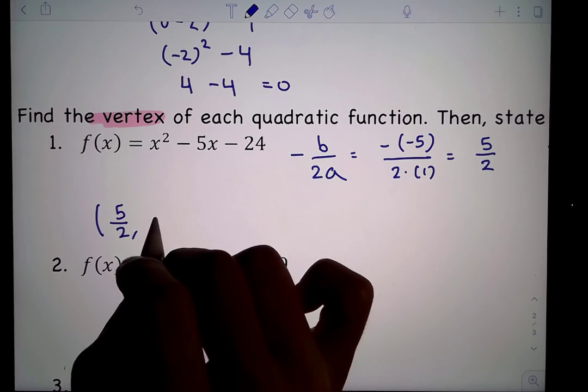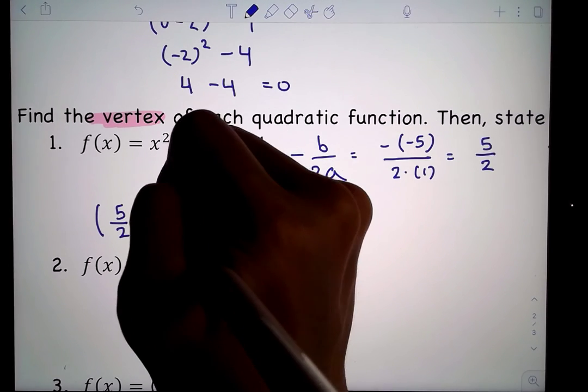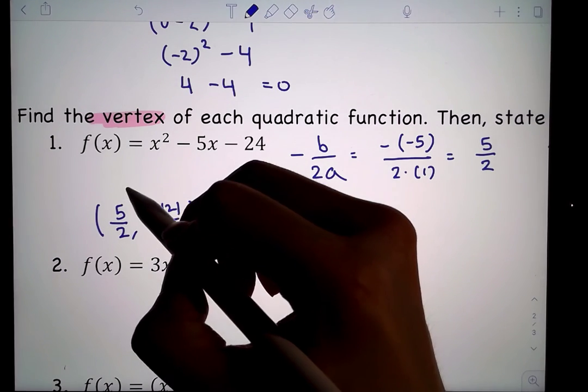And we need to get the y-coordinate. So that one, I'm going to use a calculator, guys. So 5 over 2 squared minus 5 times 5 over 2 minus 24. Then you get negative 121 over 4. Okay, so I just put 5 over 2 into x.